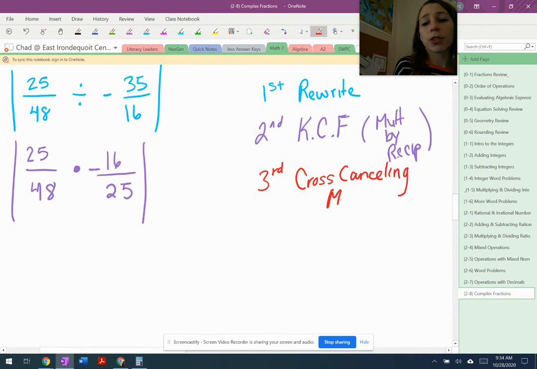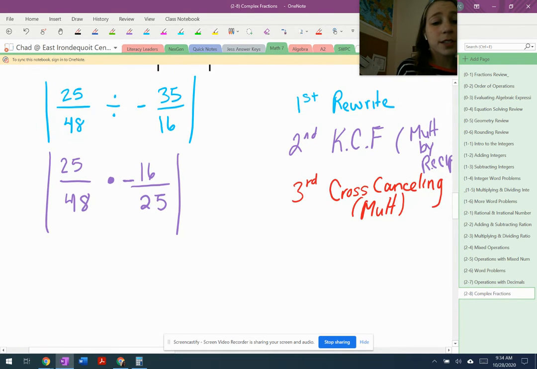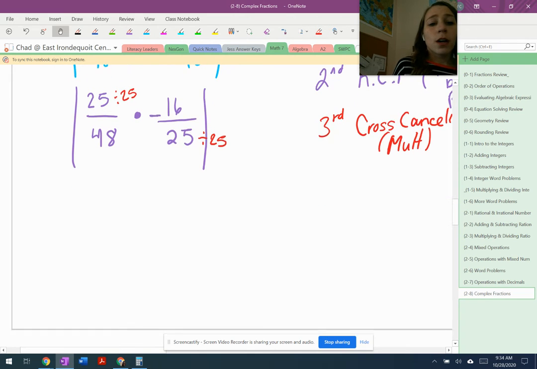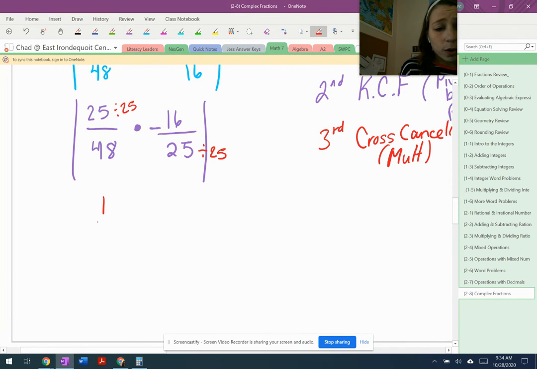with my multiplication. Just like in my last example, these 25s are going to cancel real nice. So we're going to divide 25 by 25 and 25 by 25 again, which is going to leave us with 1 over something times something over 1. And now my 16 and my 14.